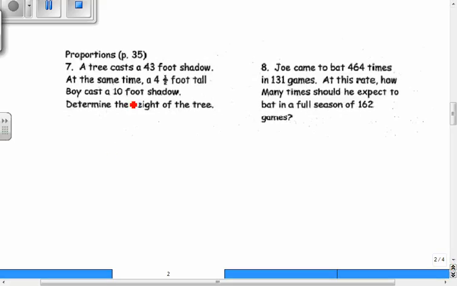Okay, proportions. A tree casts a 43-foot shadow. 43 feet shadow. I'm going to put SH for shadow. At the same time, a 4.5-foot tall boy casts a 10-foot shadow. So a 10-foot shadow, and the boy is 4.5 feet tall. Determine the height of the tree.